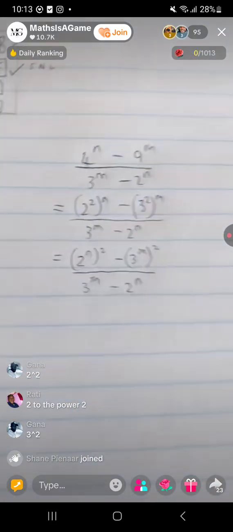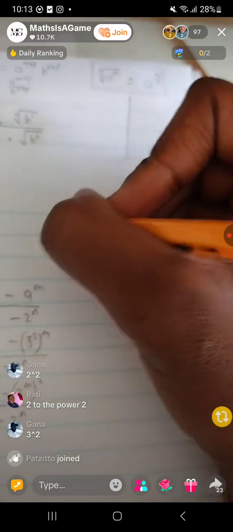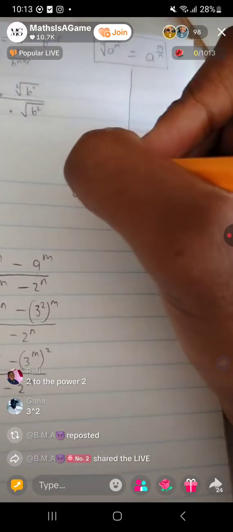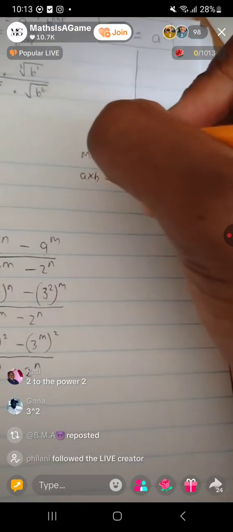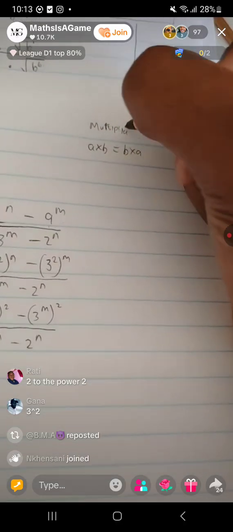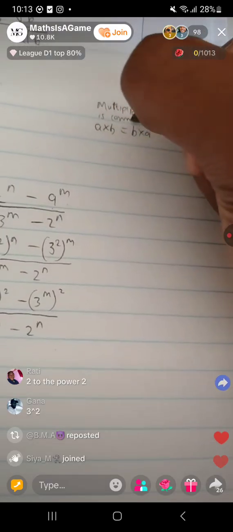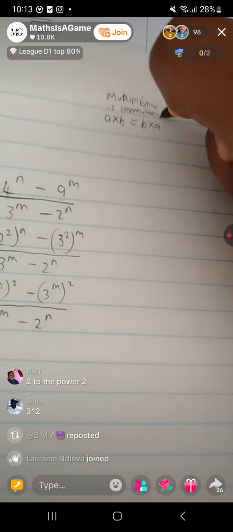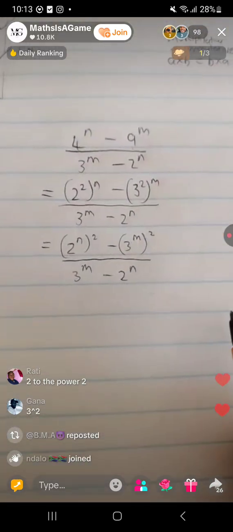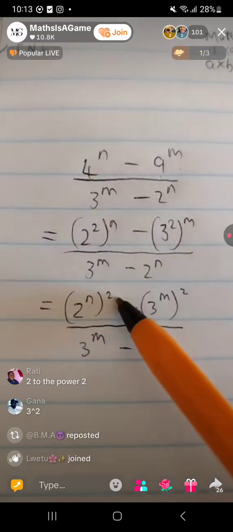Now check me out. There's something that I know about multiplication: A times B is the same thing as B times A. We say multiplication is commutative. This was a grade 8 concept you learned. The order in which you place something with multiplication doesn't matter. 2 times n is the same thing as n times 2.